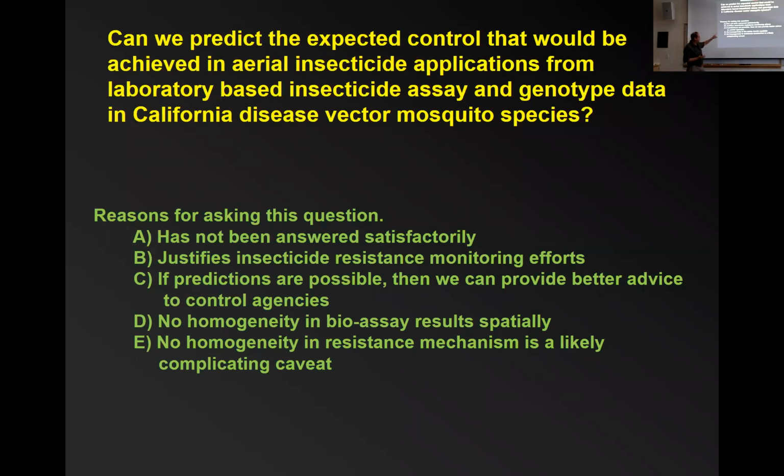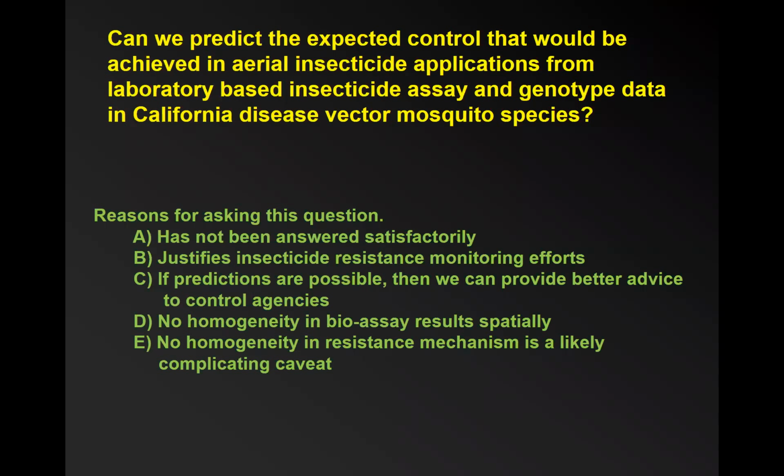Then, if predictions are possible, can I provide appropriate recommendations to the control districts? You ask me questions about, well, you've done bottle bioassays, you've done genotyping of the mosquitoes in my district, so is it worthwhile spraying? And what do I spray with? And to be perfectly frank, I can't advise them appropriately currently.